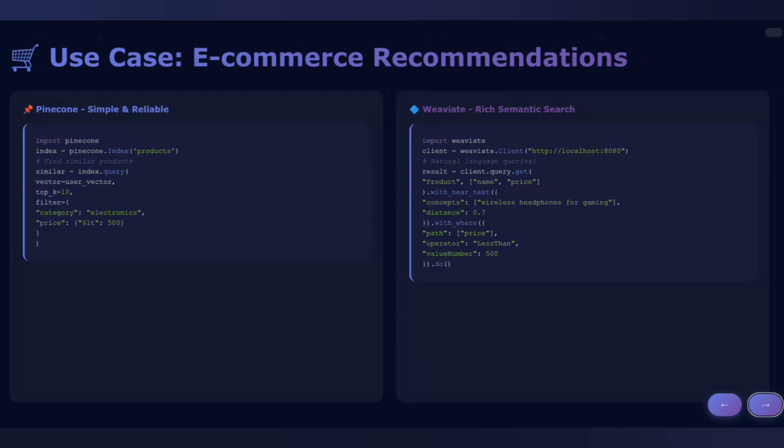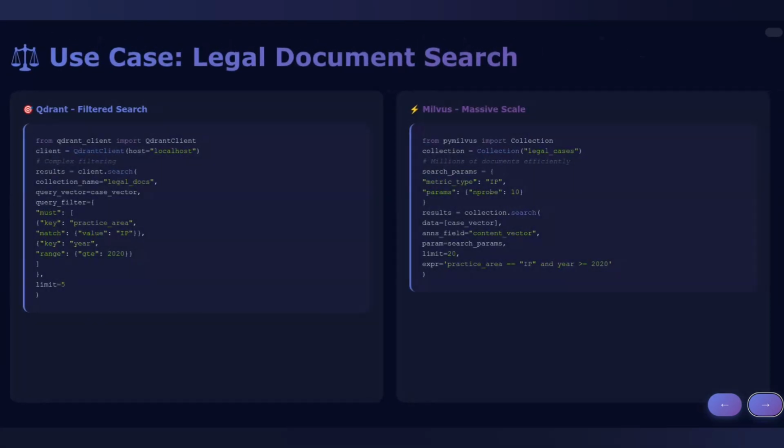E-commerce recommendation system. Let's say you're building product recommendations for an e-commerce site. Here's how each would handle it. Document search for a legal firm. For a legal firm searching through thousands of case files.